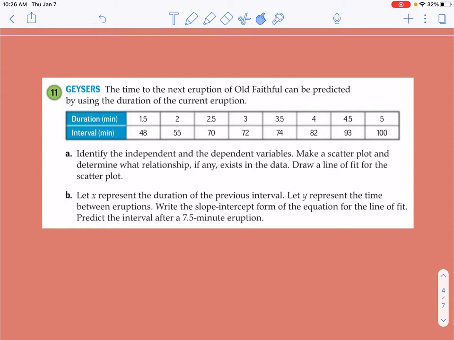So they came up with this predictive model, probably from years of taking statistics on it and trying to find the correlation between the two. And that's where statistics is really valuable.